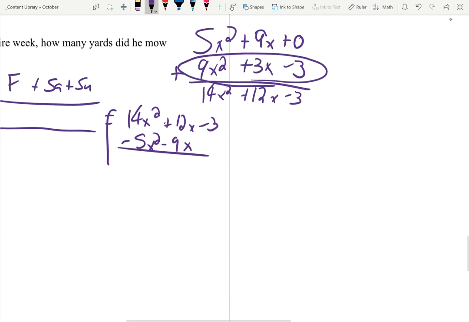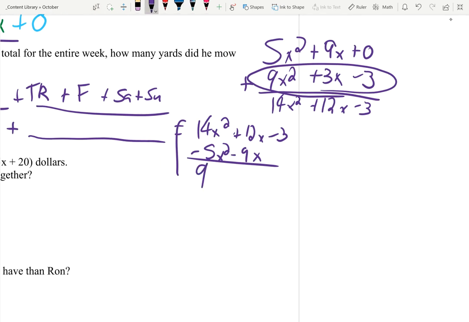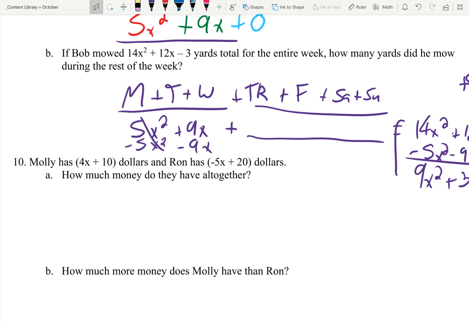Or you can do it through subtraction. You get the same thing. So 14x squared minus 5x squared was 9x squared. 12 minus 9 makes 3x. And then, of course, negative 3 plus nothing is just negative 3. So either way, you get the same answer, but that's the approach that you could take.